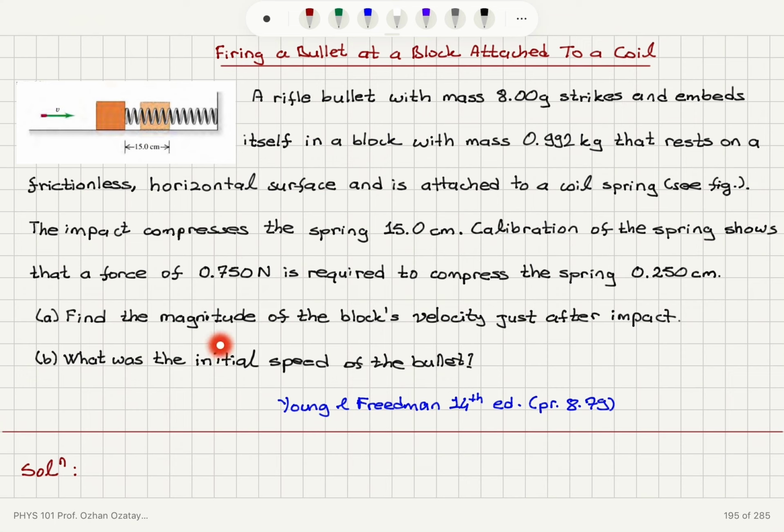Part A, find the magnitude of the block's velocity just after impact. Part B, what was the initial speed of the bullet?